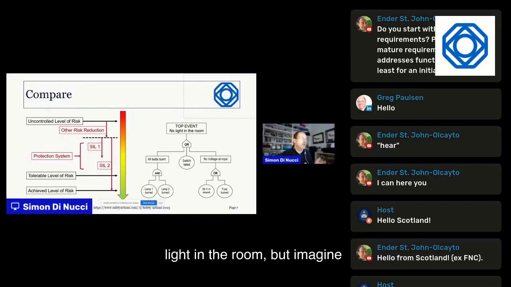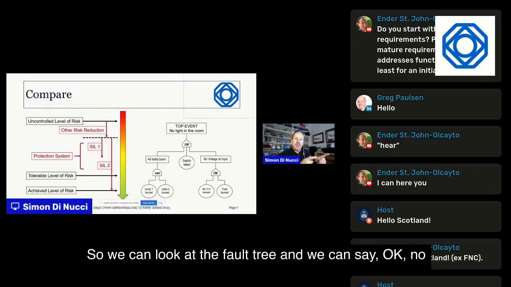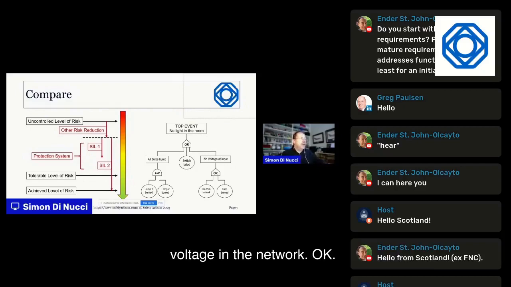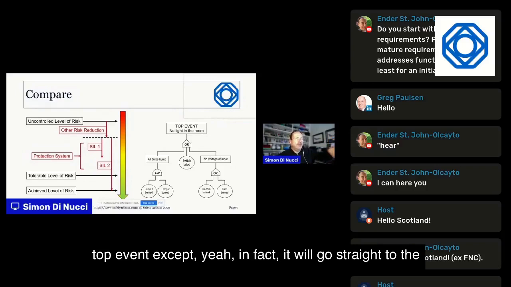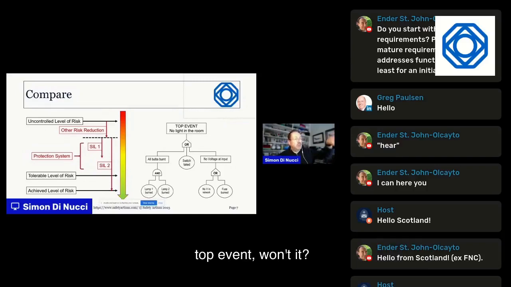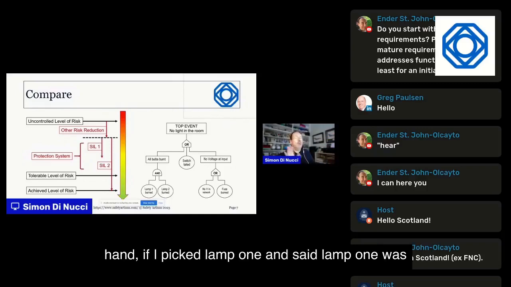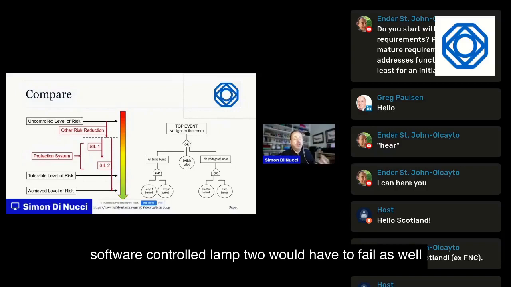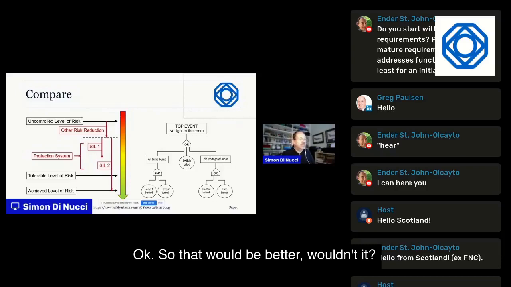I've got no light in the room, but imagine one of those things at the bottom, no voltage in the network. Maybe that was caused by a software failure. So we can look at the fault tree and say, okay, no voltage in the network. Well, that's an OR gate there, so if that happens it will go straight to the top event, won't it, in that model? I should have picked lamp 1 and said lamp 1 was software controlled. Lamp 2 would have to fail as well before we had no lights. So that would be better, wouldn't it?